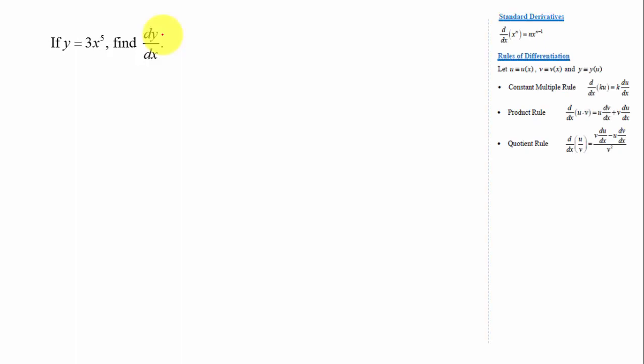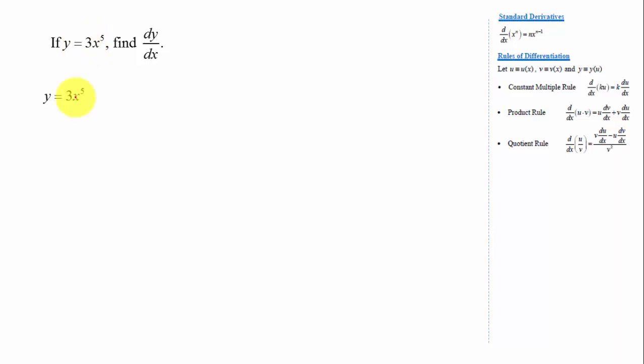If y equals 3x to the power of 5, find dy dx. dy dx means differentiating y with respect to x. Let's pull out the formula list at the side. We can solve this question in many ways.